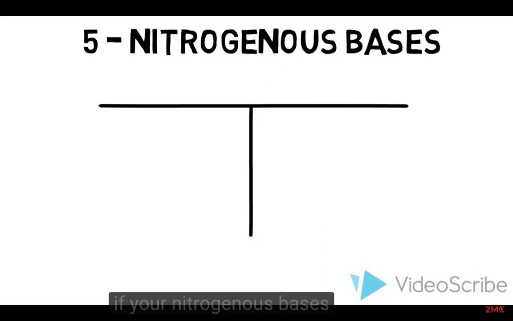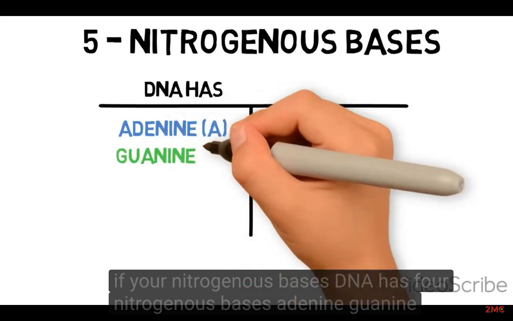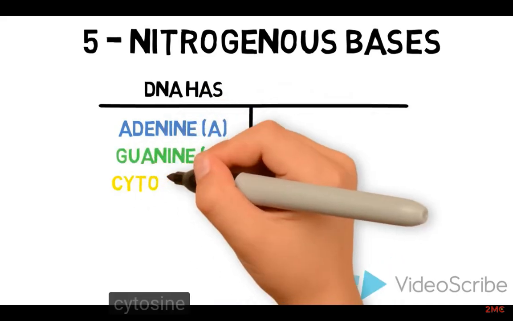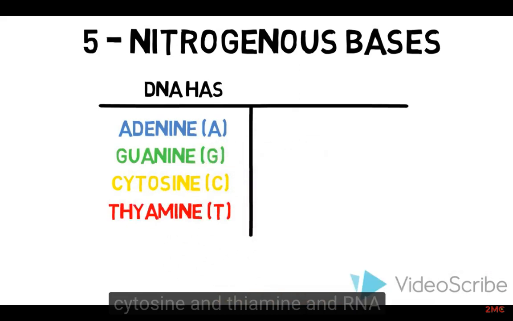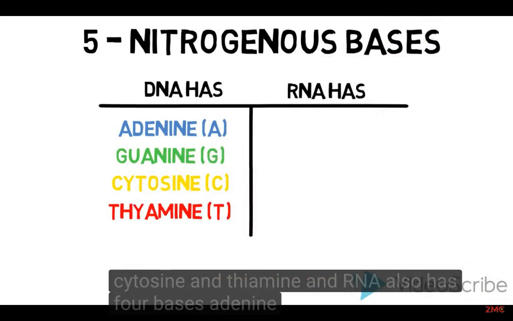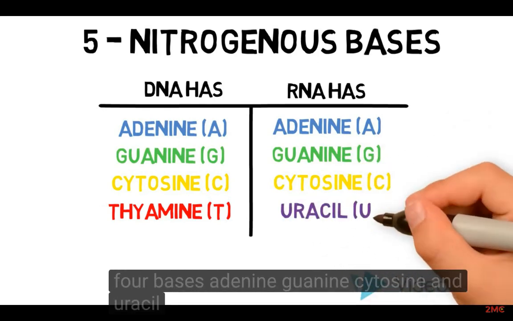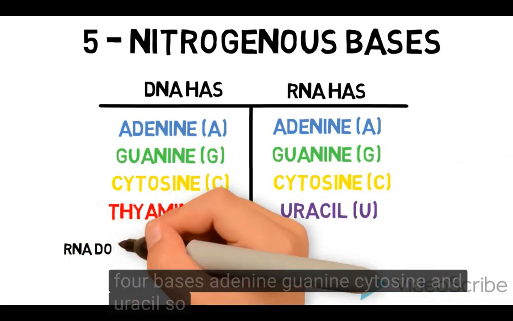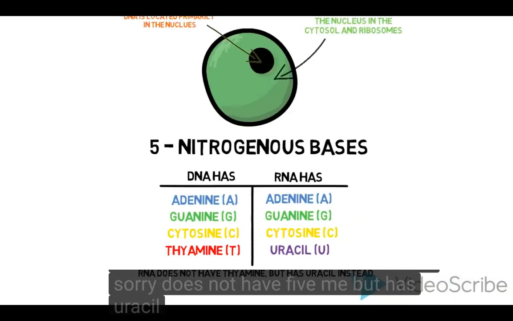For your nitrogenous bases, DNA has 4 nitrogenous bases: adenine, guanine, cytosine, and thymine. And RNA also has 4 bases: adenine, guanine, cytosine, and uracil. So RNA does not have thymine, but has uracil instead.